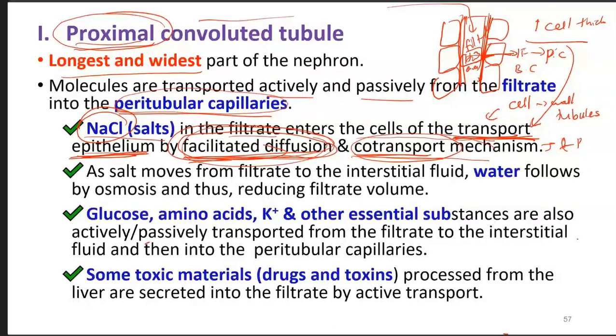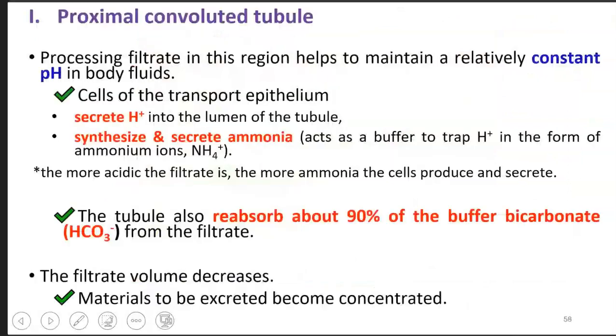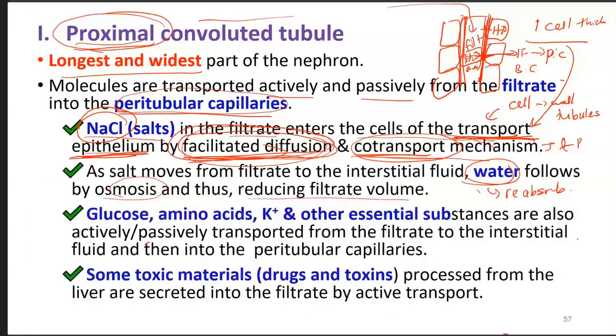As salt moves from the filtrate into the interstitial fluid, water flows by osmosis and thus reduces the filtrate volume. So water will also be reabsorbed. Water from the filtrate in the proximal tubule will enter the transport epithelium, enter the interstitial fluid and enter the blood capillaries, which are the peritubular capillaries. When water is reabsorbed, the filtrate volume will reduce. The next substances that will be reabsorbed are the nutrients, which are glucose, amino acids, potassium ions, and other essential substances. They are also actively or passively transported from the filtrate into the interstitial fluid, then into the peritubular capillaries.